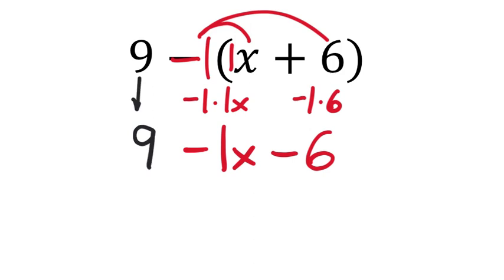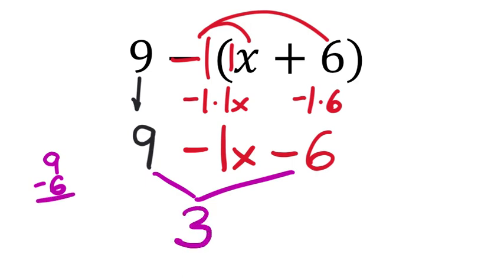Okay, so with the distribution, we're looking at these 3 terms. And there's 2 terms that are like terms. You got the 9 and the -6. So let's go ahead and look to combine those. So for me, that would be 9 minus 6, which is 3. Then our -1x, it just drops. Okay, so this is one way to show it.